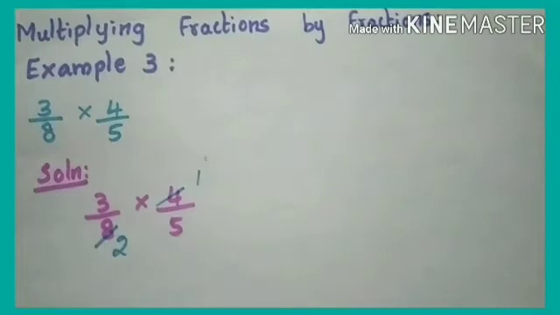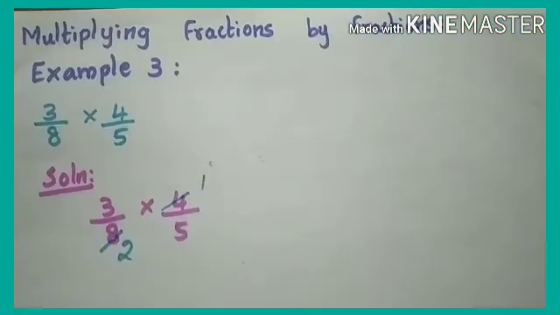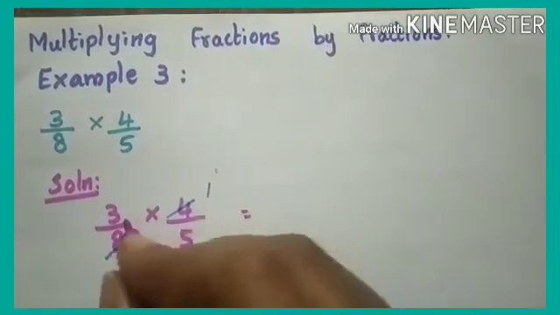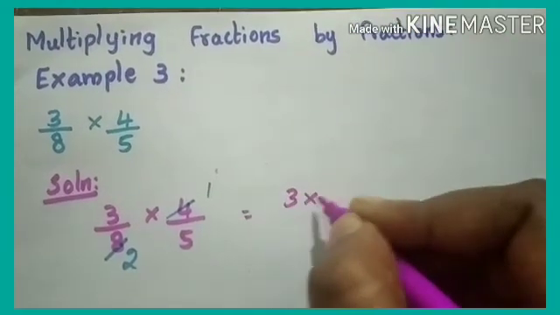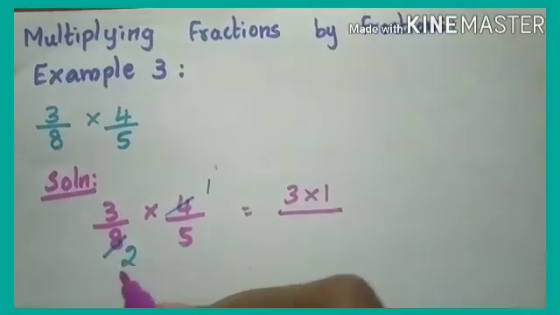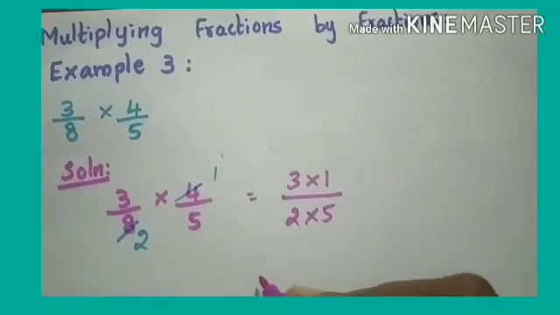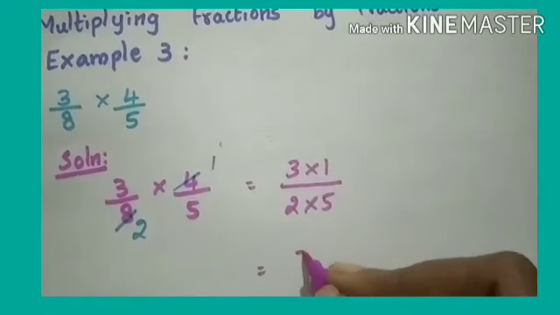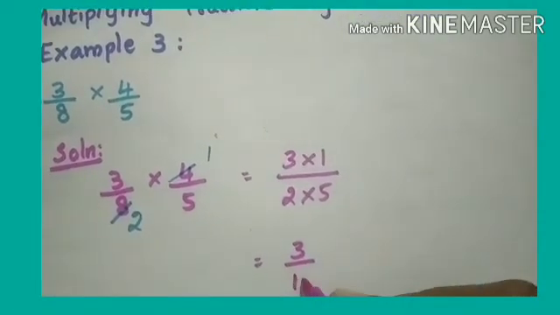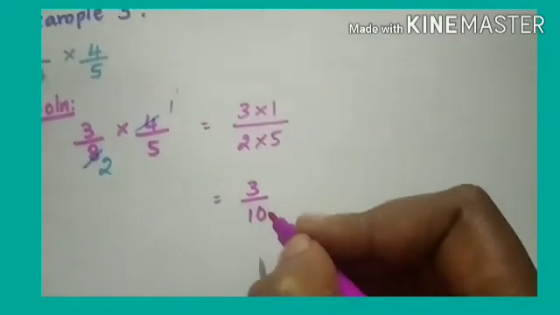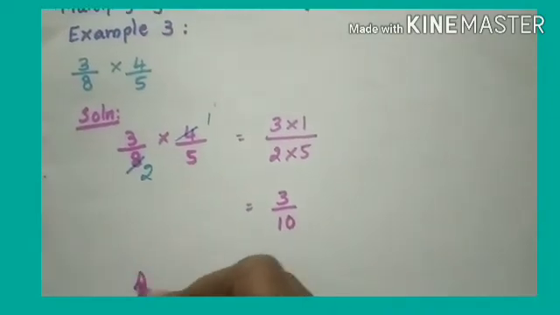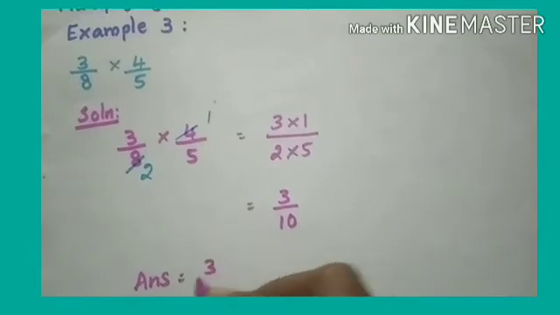Then multiply the numbers in the numerator separately, then multiply the numbers in the denominator separately, that is 3 into 1 divided by 2 into 5. Let's multiply 3 by 1, that is 3. 3 ones are 3 divided by 2 fives are 10. Now we get 3 by 10. Answer is 3 by 10.